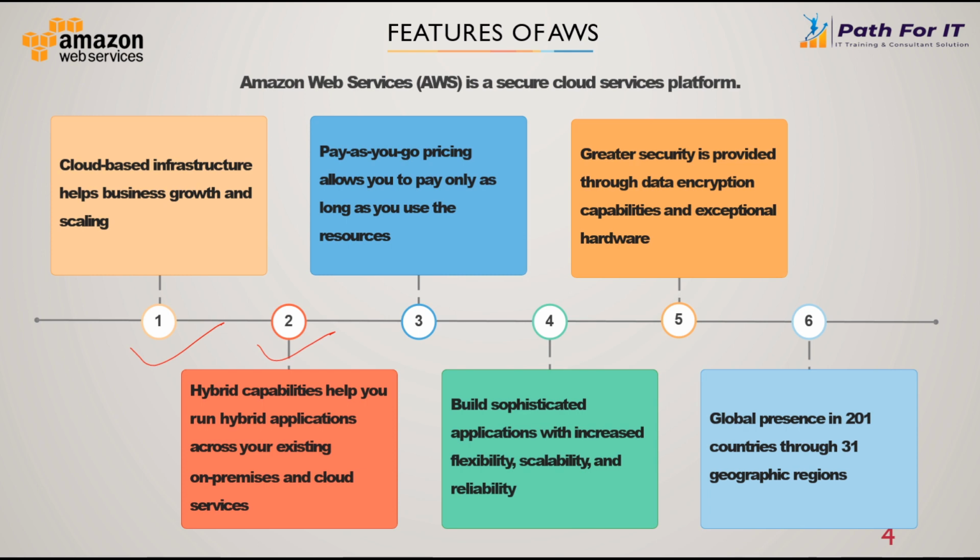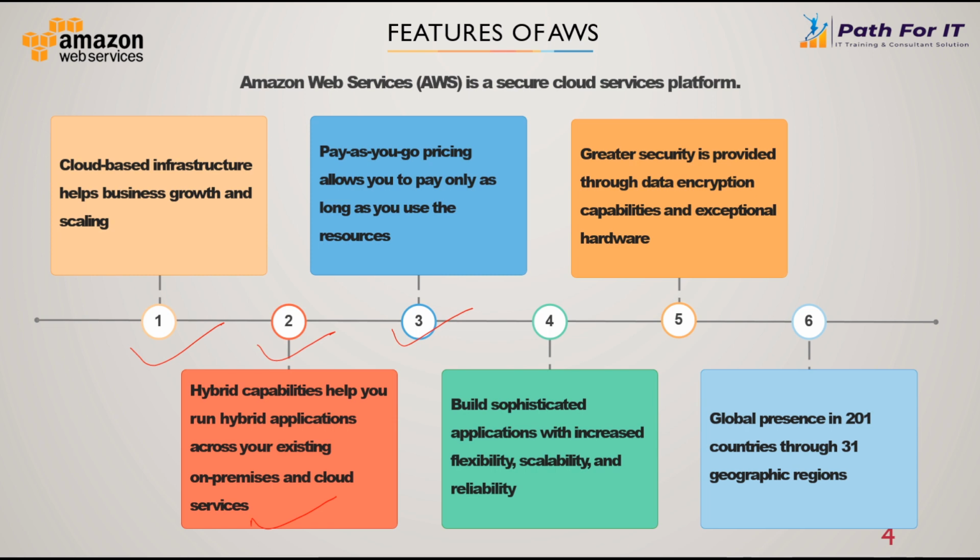Second, we can set up certain hybrid capabilities in the cloud also. These hybrid capabilities help you run hybrid applications across your existing on-premises and cloud services. We also have pay-as-you-go pricing here. Pay-as-you-go pricing allows you to pay only as long as you use the resources, meaning how much you use, that much you have to pay.